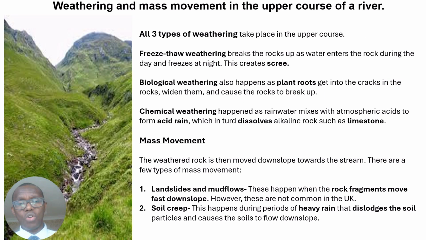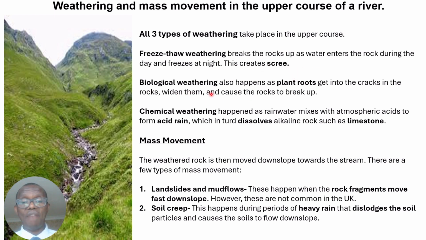So in the upper course of a river, we will have weathering and mass movement taking place. Now, the three types of weathering here will include all of them, really. So we have freeze-thaw weathering, which obviously is where the water enters the cracks that are in the rock during the day, then freezes at night. And when that happens, the rock then eventually will break up into smaller pieces, and those fragments are referred to as scree.